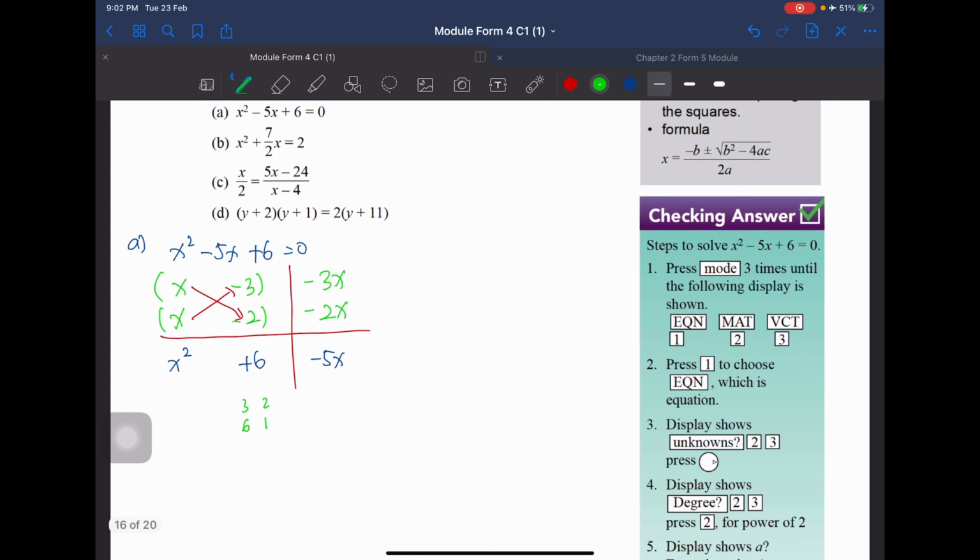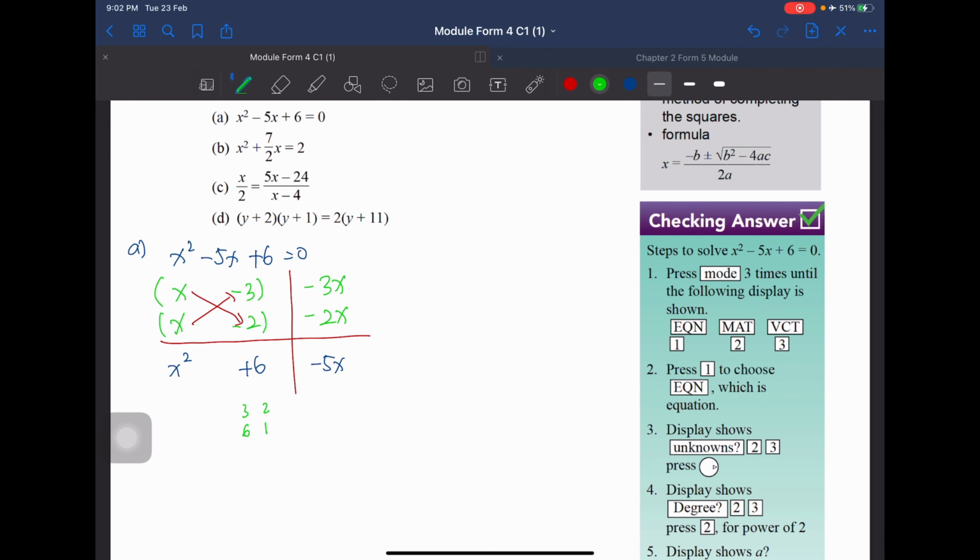So apa yang awak buat adalah salin balik equation. x squared minus 5x plus 6 equals 0. So your two factors are x minus 3, x minus 2 equals 0. Then samakan dengan kosong. x minus 3 equals 0, or x minus 2 equals 0. So selesaikan. x equals 3 and x equals 2. Ingat lagi tak? This is what you learned in Form 2.